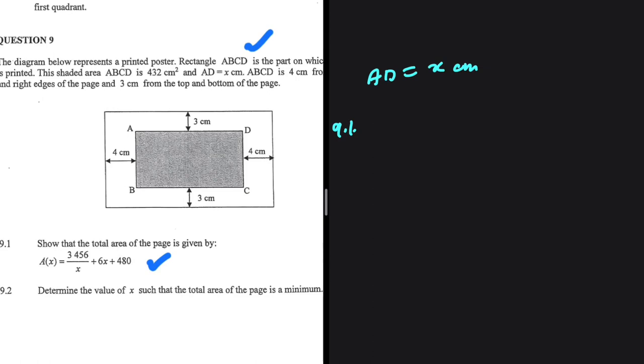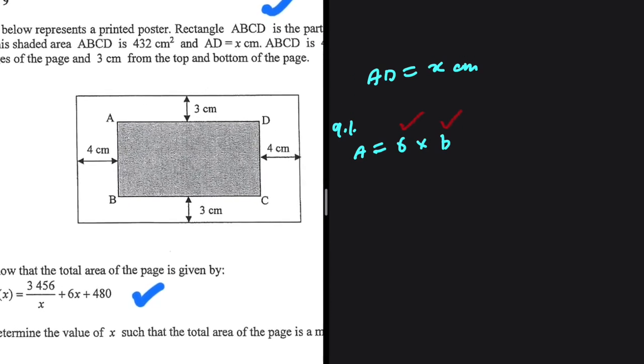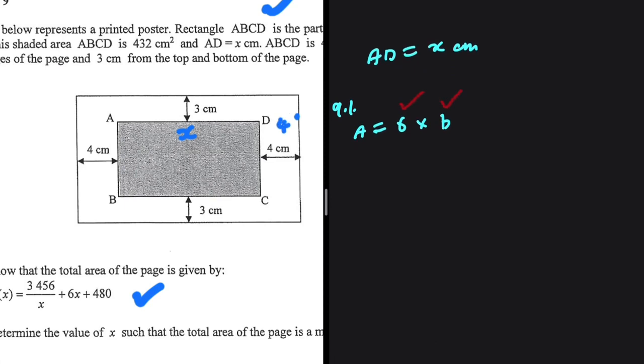We have a rectangle, so the area of a rectangle is the length multiplied by the breadth. So let's go ahead and see if we can have the length and the breadth in terms of x and multiply in order to find the total area. Well, we know that AD is x centimeters. So from A to D, we have x centimeters. From D to the edge, we have 4 centimeters. And then from A to the edge, we have 4 centimeters.